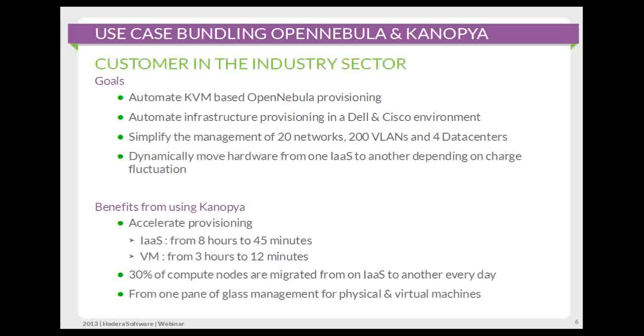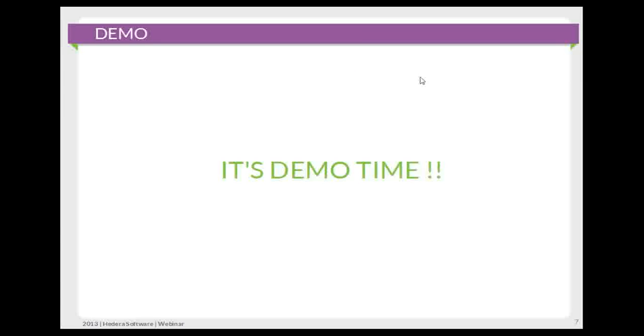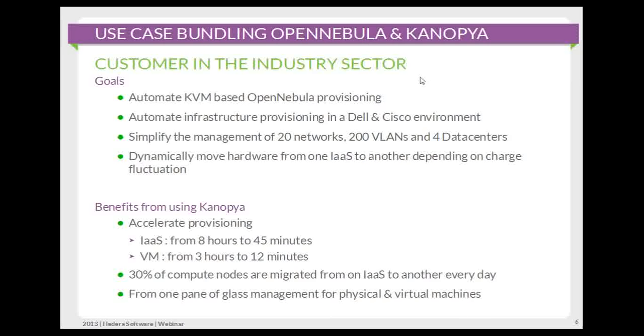The benefit with Kanopya is to have a scalable private cloud that adapts itself depending on the application requests. As results, we decreased the time to provision IaaS from 8 hours to 45 minutes, the time to deploy a VM from 3 hours to 12 minutes, and 30% of their compute nodes migrate every day from one IaaS to another, depending on the load of the infrastructures. So this is one of our typical use cases based on OpenNebula and Kanopya.